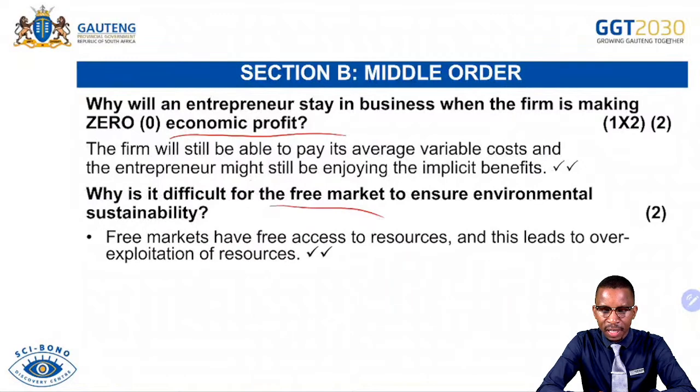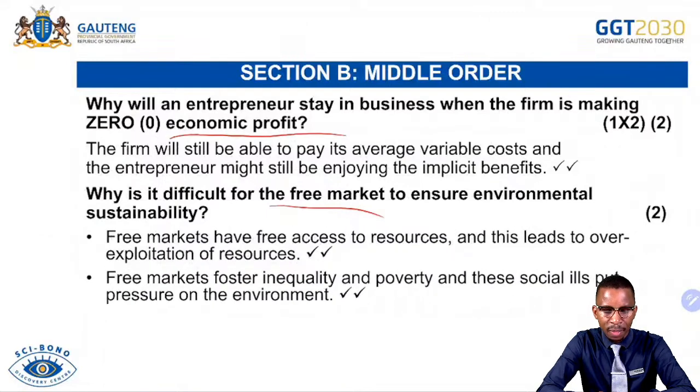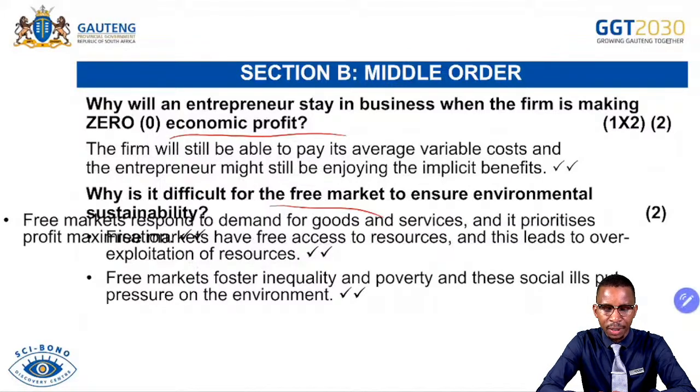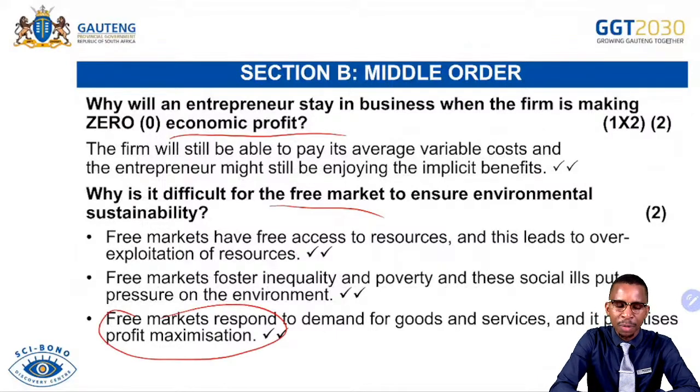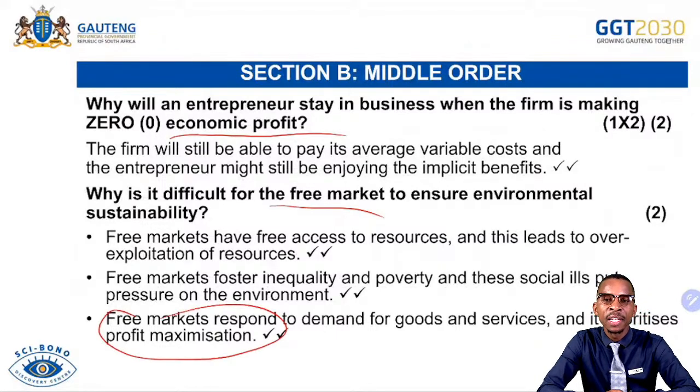Free markets have free access to resources, and this leads to over-exploitation of resources because they are rushing for profits. Free markets foster inequality and poverty, and these social ills put pressure on the environment. Free markets respond to demand for goods and services, and their priority is profit maximization. The main aim is to maximize profit. They don't care about what happens in the environment.